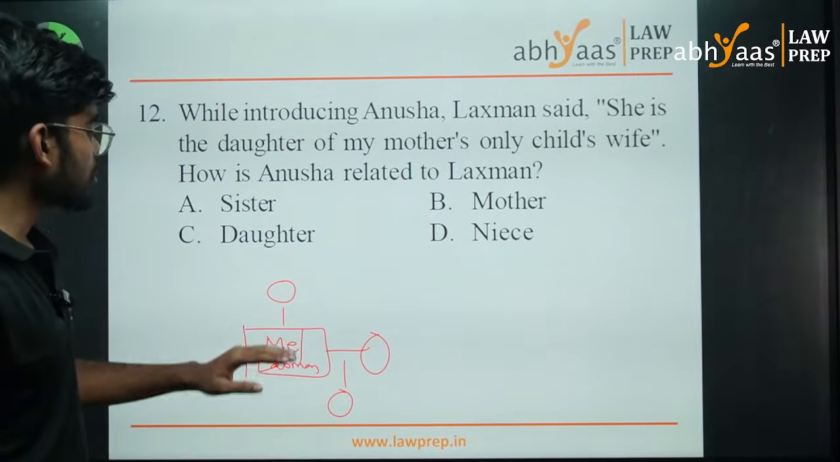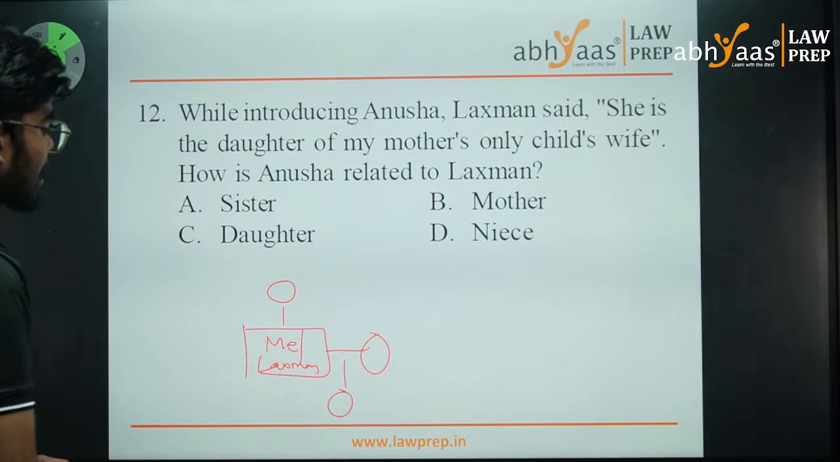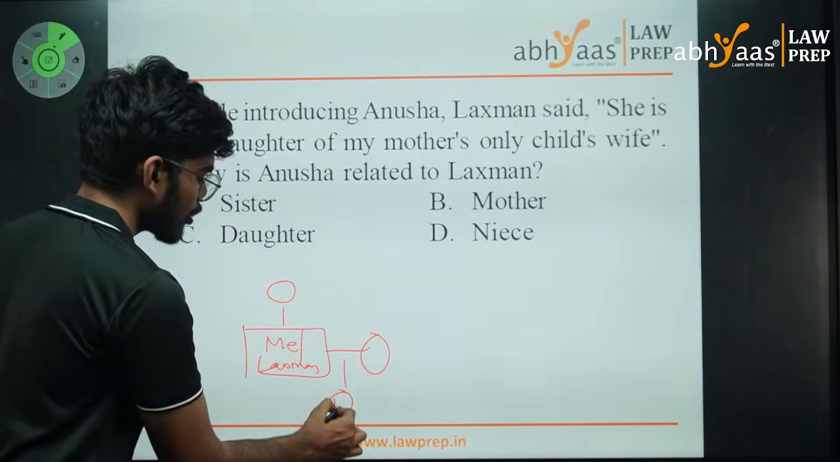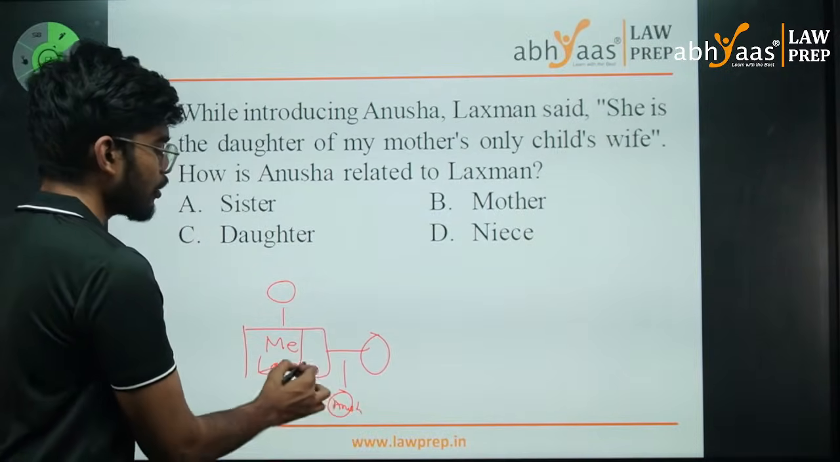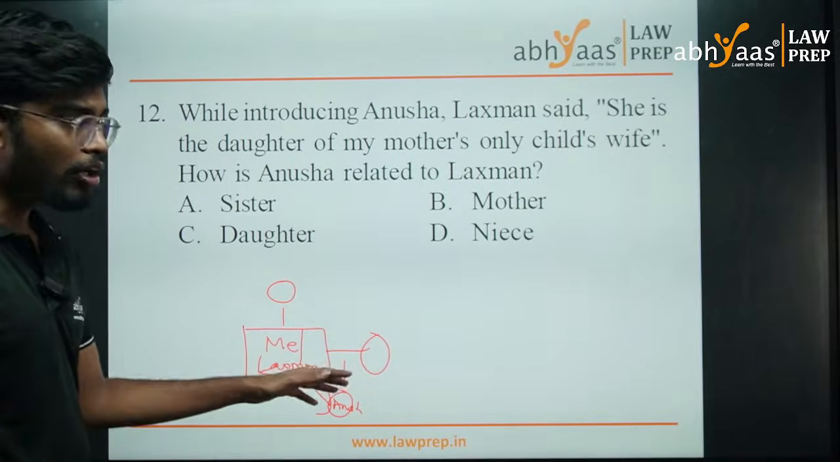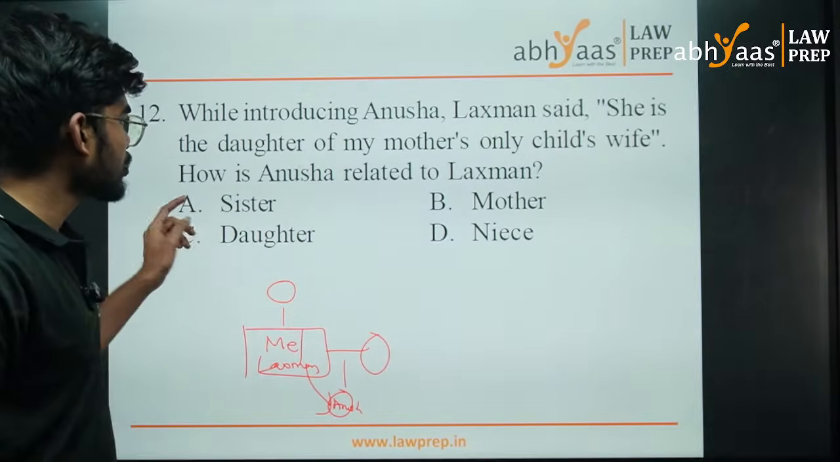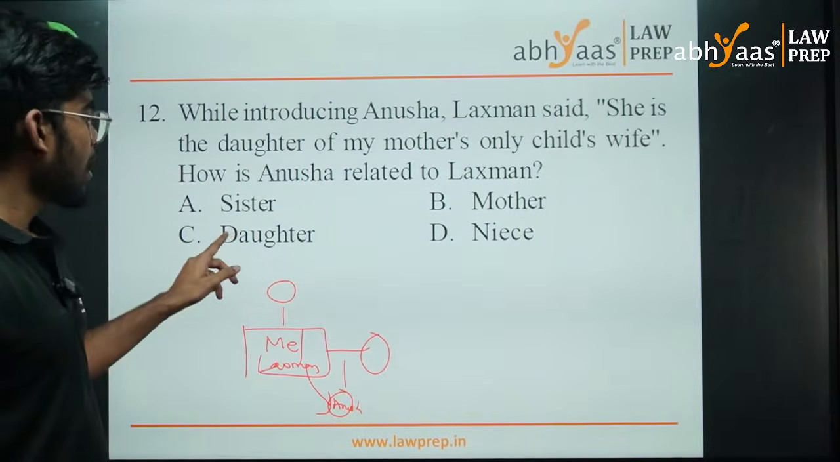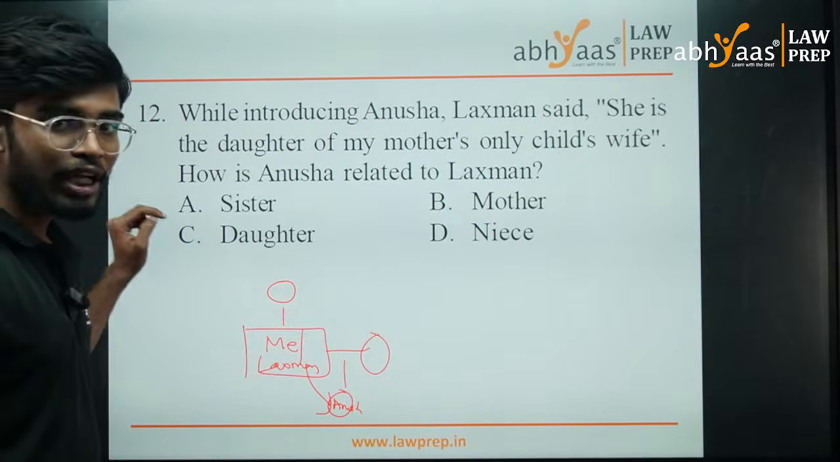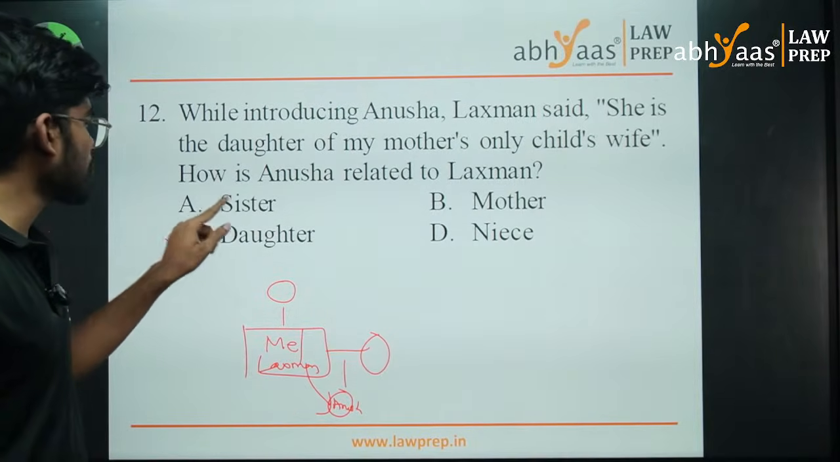Now, how is Anusha related to Lakshman? See, this is Anusha. How is she related to Lakshman? She is the daughter of Lakshman directly. So yeah, Anusha is the daughter of Lakshman. So option C is the right answer.